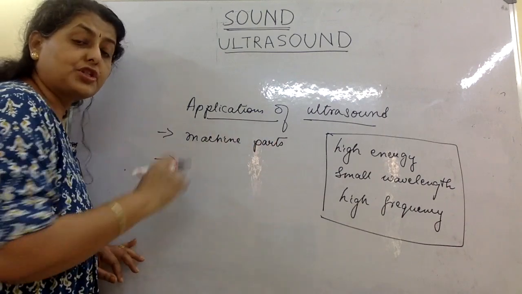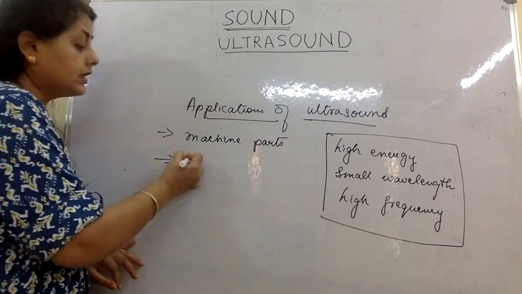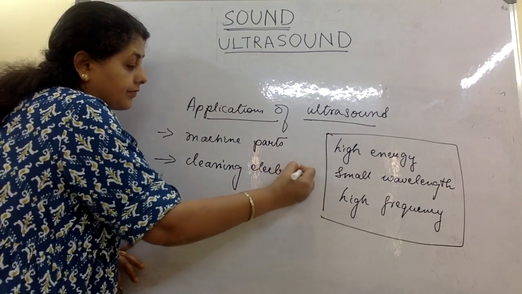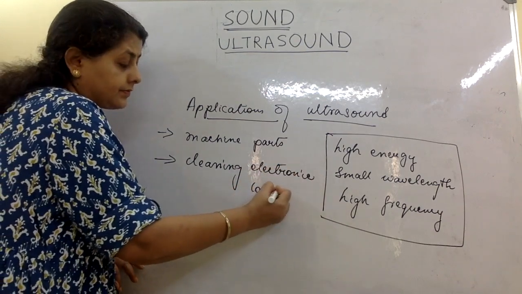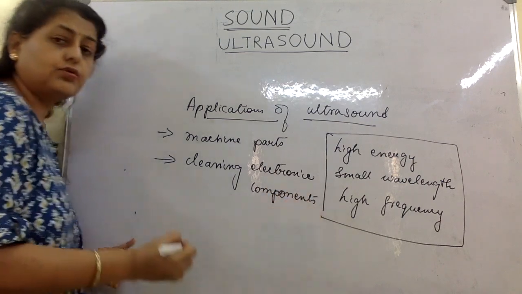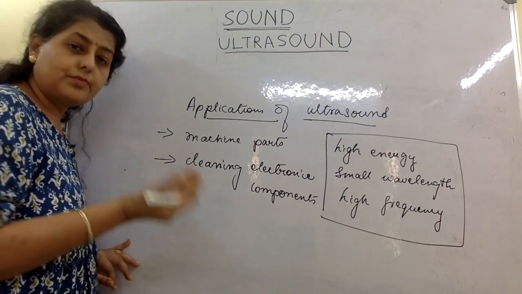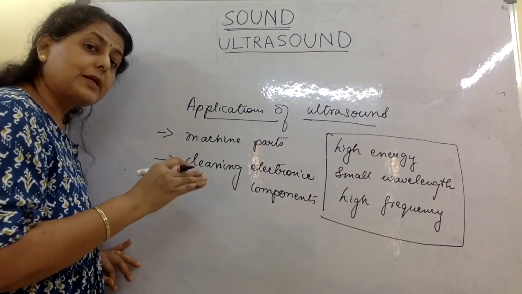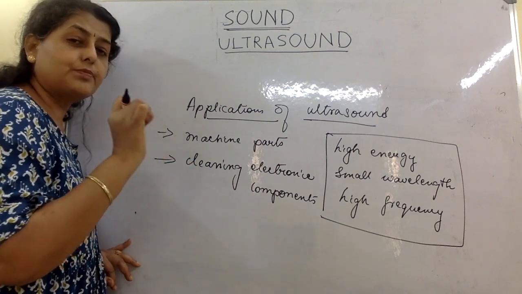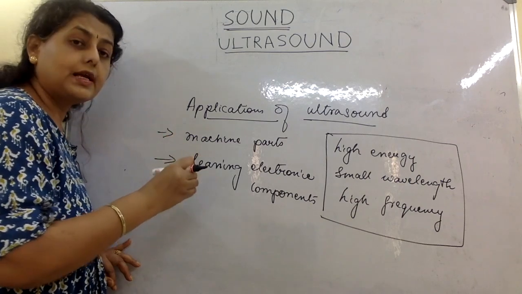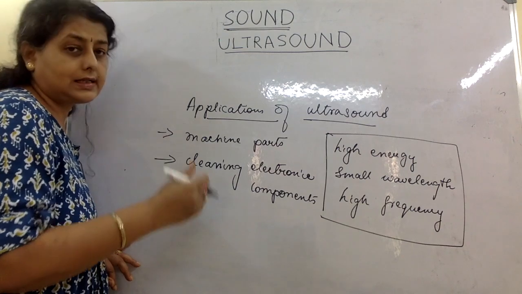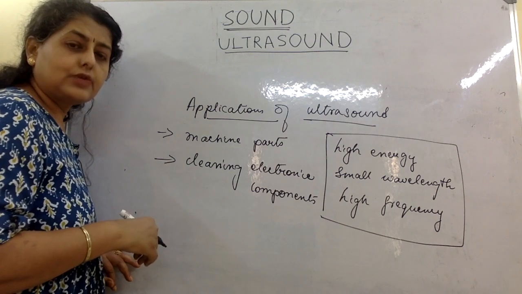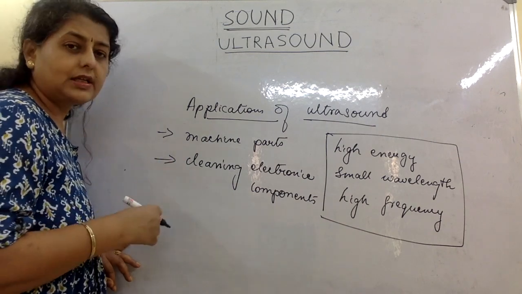So one use is checking of machine parts, and another is cleaning electronic components. Even watches are cleaned this way. They put whatever they want to clean in a solution and then pass ultrasound through it. The vibration goes through the different small parts of the electronic component and takes out all the dust and dirt caught there, and so it cleans the component.